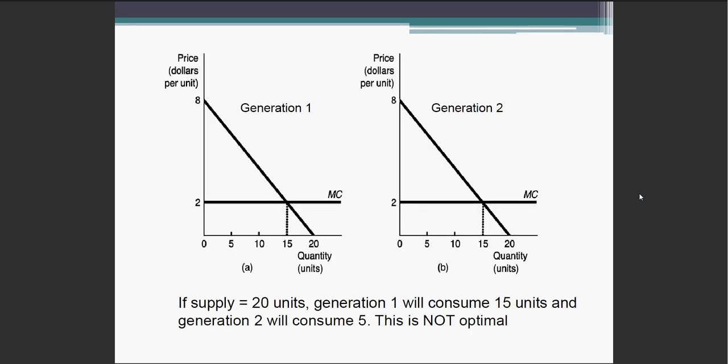If the supply is 20 units, and we continue with the static efficiency model, then generation 1 will still consume 15 units. But then the supply is insufficient to meet both generations, and that will leave generation 2 with only 5 units to consume, which is 10 units below their static efficiency mark. This is far from an optimal allocation.